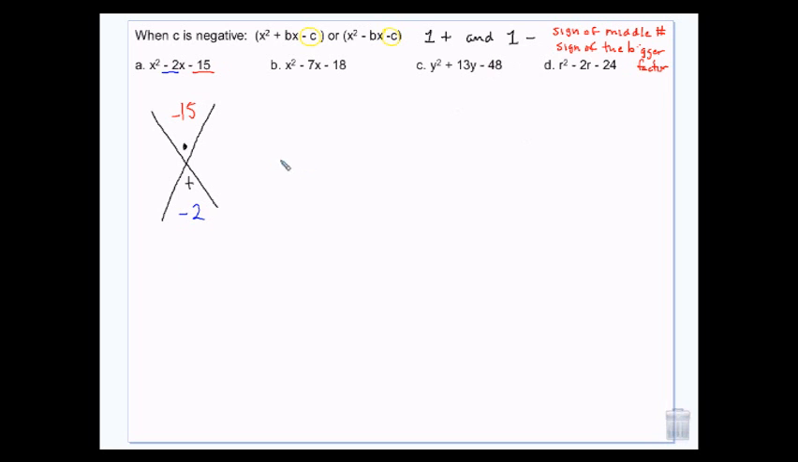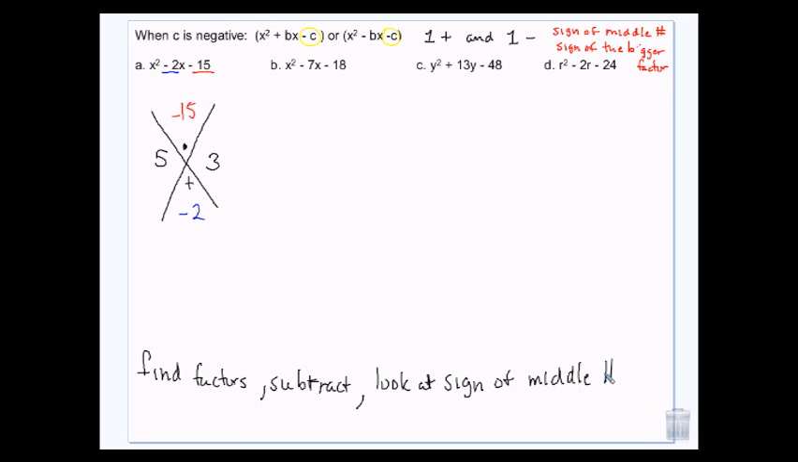So I start thinking of factors of 15. I have 1 and 15. If I do 15 minus 1, I get 14. I have 3 and 5. If I do 5 minus 3, I get a 2. That's what I want. So you find your factors, subtract instead of add. Okay, so I have a 5 and I have a 3. And then you look at the sign of the middle number and you make that the sign of the bigger factor.